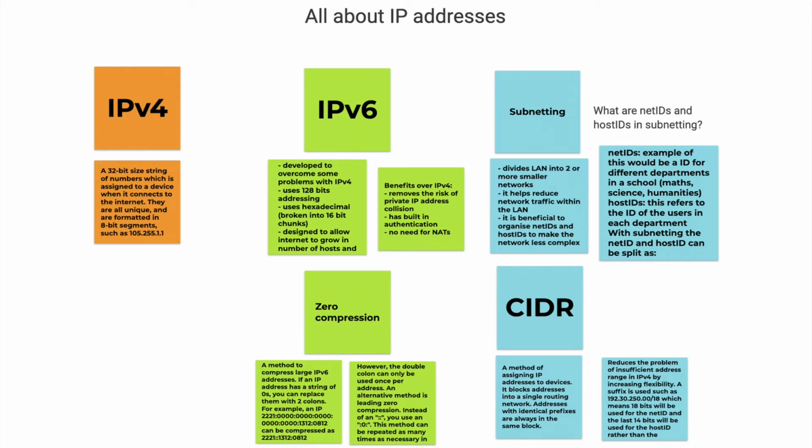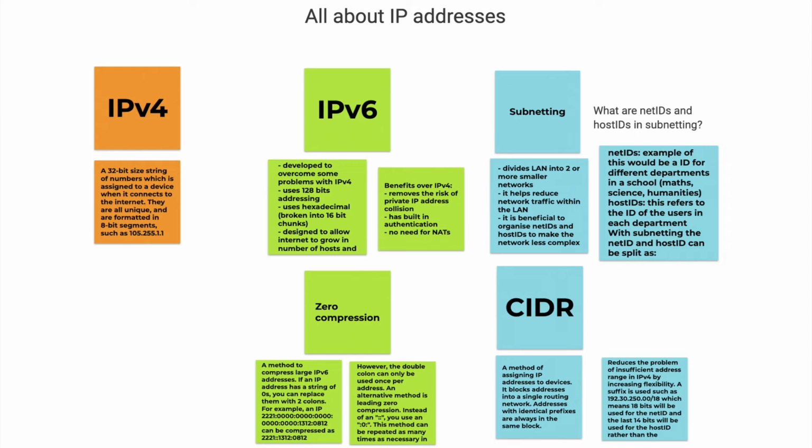is the version 6. And what basically happens is, the story of computer science all along is that at some point we decide, well, we're going to have Internet Protocol addresses and we're going to make them 32 bits because nobody in the world will ever have billions of devices that can connect to the internet. And so the designers at that point in time decided that we're going to have a 32-bit size string of numbers which is assigned to every device when it connects to the internet. And they're all going to be unique, and they're all going to be formatted in 8-bit segments, and you get something like 105.255.1.1 and things like that.